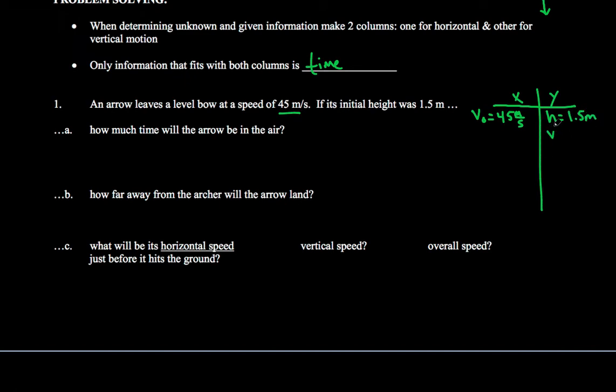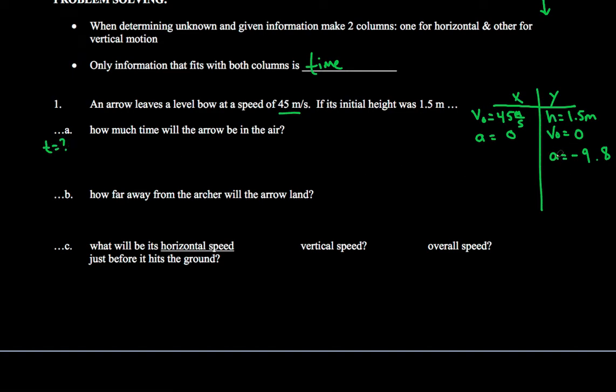We know the initial velocity in the vertical is 0. We know the acceleration in the horizontal is 0. We know the acceleration in the vertical is negative 9.8 meters per second squared. And so the first question is how much time? So time is our unknown in this first problem.